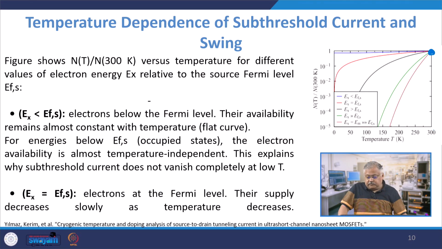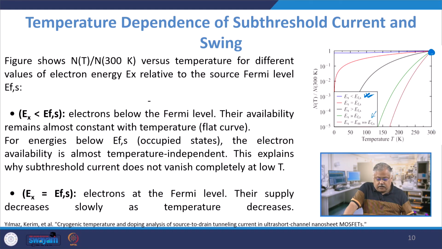The blue curve is the case when Ex is less than the Fermi potential at the source, and this is one extreme. The other extreme is where Ex is much larger than EFS. So one case is when the energy of the electron is much smaller than the Fermi level at the source side, and the other is when it is much larger.